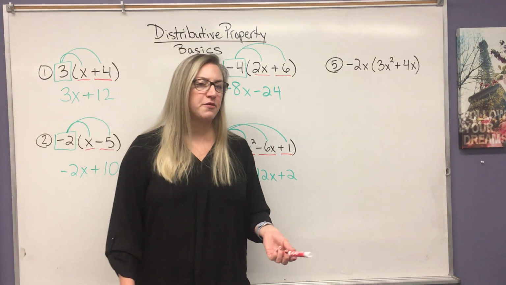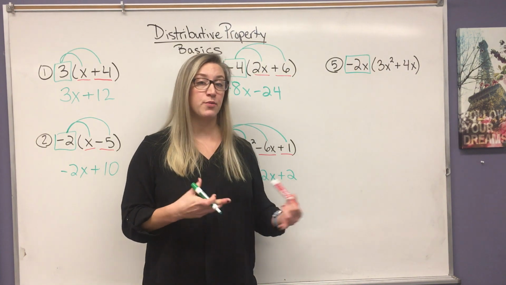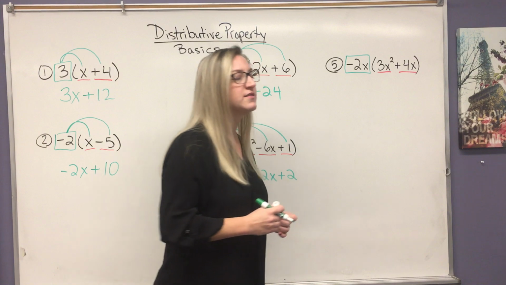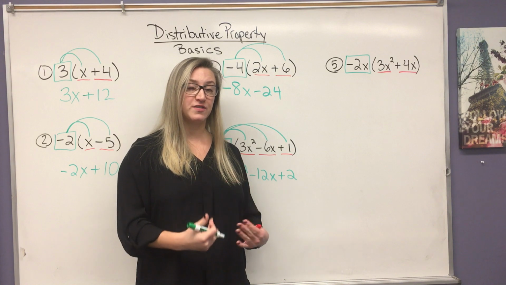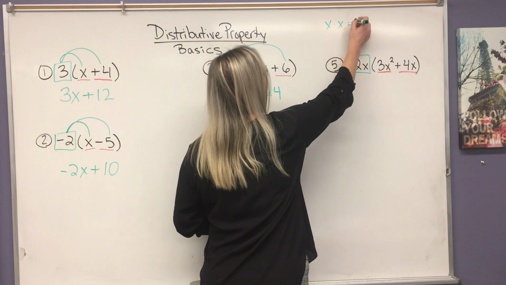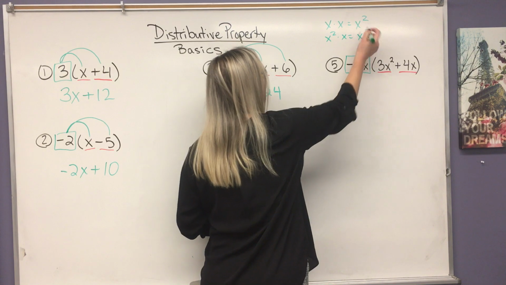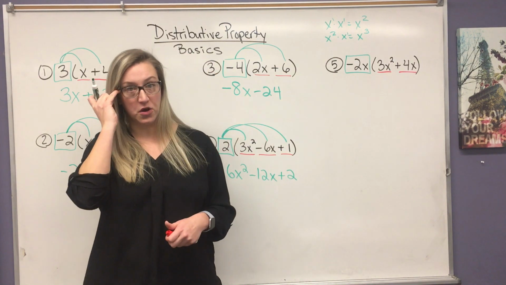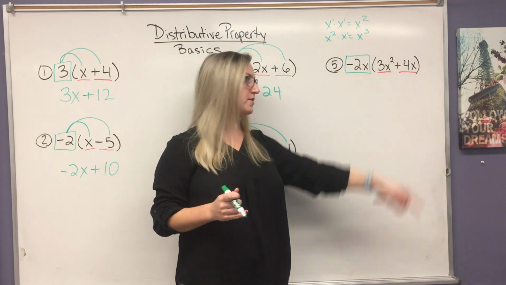Finally, we have an example like number 5. So we don't just have a number in front of the parentheses, we actually have a number and a variable. And then we're going to multiply to 3x squared and 4x. So it's very important to remember that when you are multiplying bases that are the same, you can add their exponents. So for example, if I have x times x, that's going to be x squared. X squared times x is going to be x to the third, because remember, x's have an invisible 1 exponent. So technically this represents x times x times x, which is x to the third.